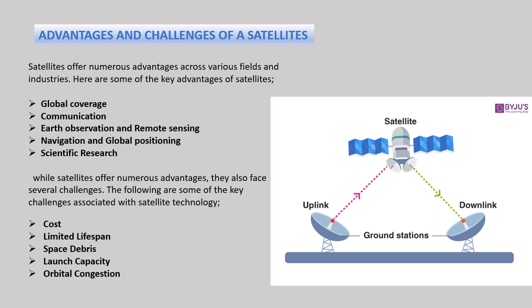Space debris: the growing number of satellites in orbit increases the risk of space debris. Launching capacity: this has to do with the capacity at which the space rocket launches the satellite. That is, it might not be able to carry the mass of the satellite. Orbital congestion: the orbit has become congested in the sense that it might not be able to function the way it's supposed to function.